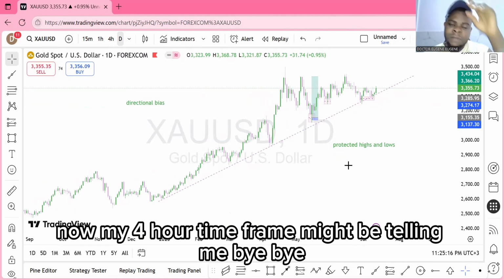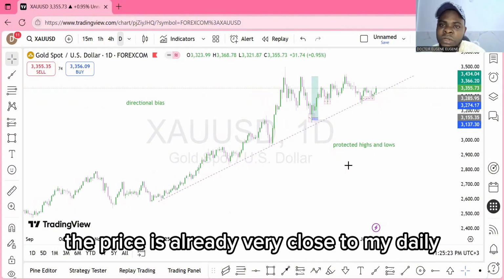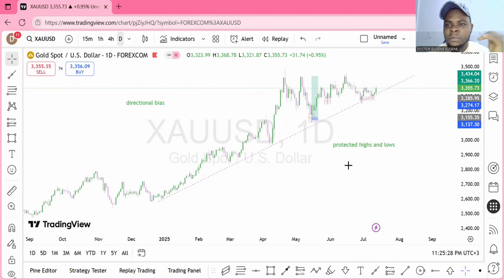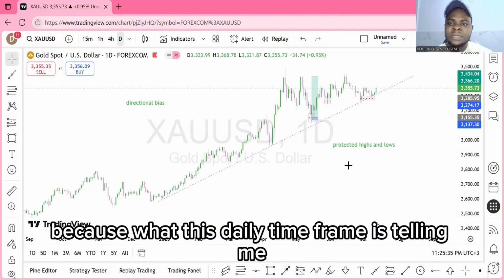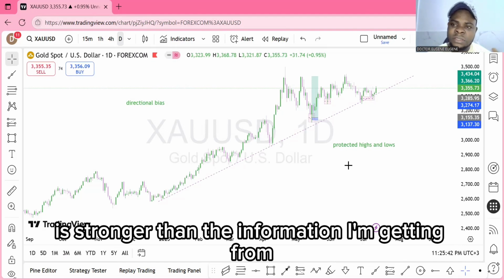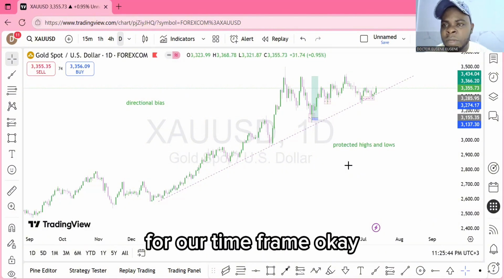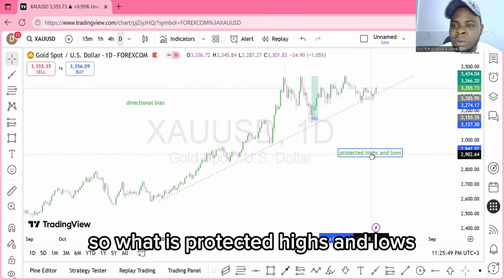For instance now, my 4-hour time frame might be telling me buy, buy, buy, whereas my daily time frame shows the price is already very close to my daily protected high. At least I will then have to slow down and watch out, because what this daily time frame is telling me is stronger than the information I'm getting from the 4-hour time frame. So what are protected highs and lows?